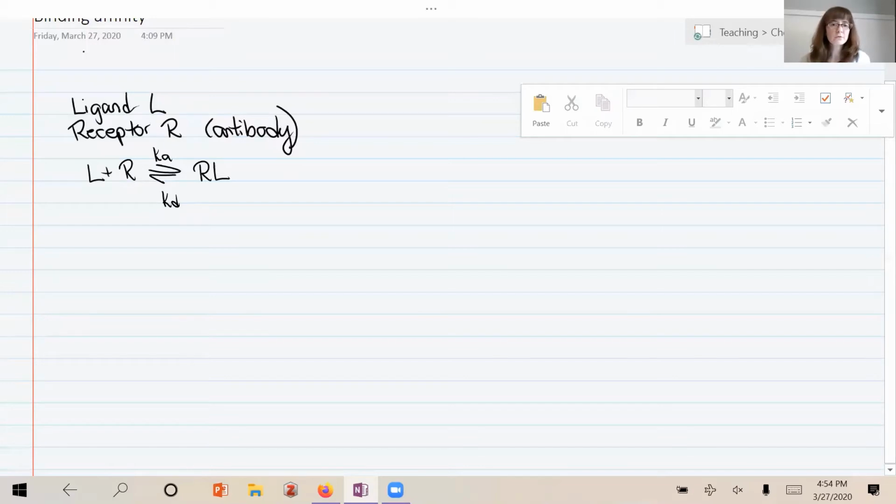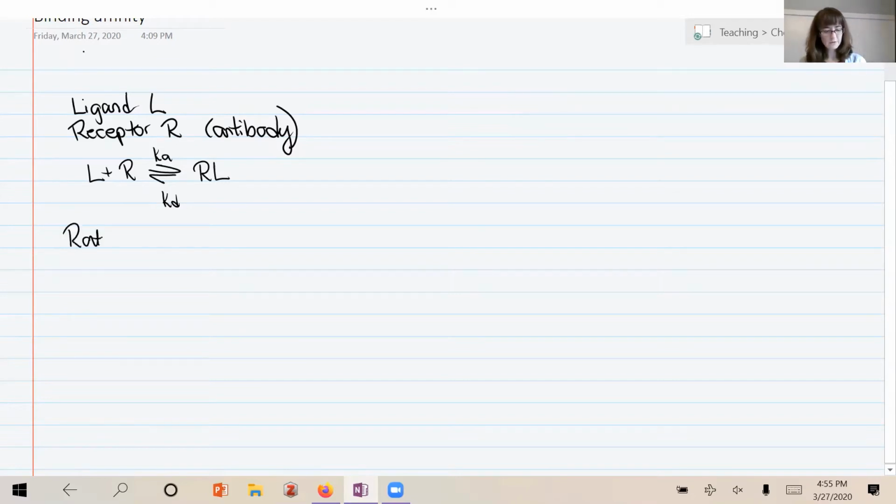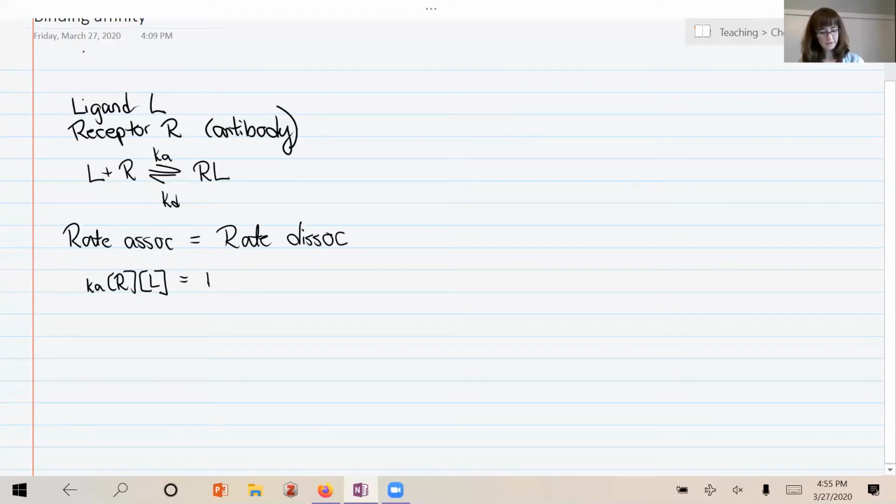So according to the laws of mass action, we can define the rate of the forward and backward reaction in terms of these rate constants. And we know that at equilibrium, these two have to happen at equal rates. So I can write that the rate of association has to equal the rate of dissociation. And this is just your sort of introductory kinetics that you would have learned long ago in general chemistry or in physical chemistry.